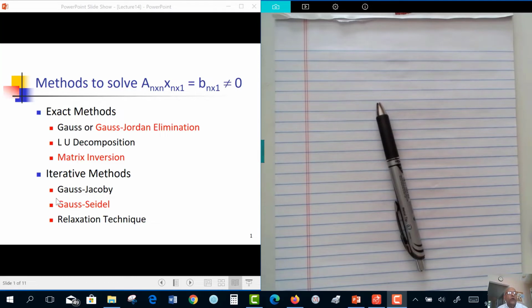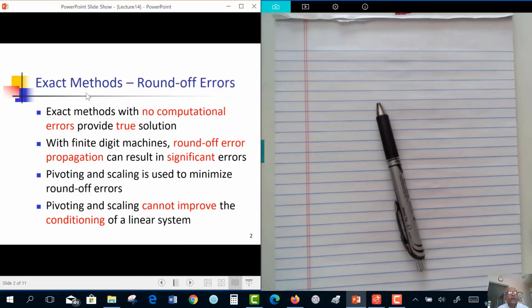Our next category, we are going to look at iterative methods. There are many iterative methods. We are going to particularly focus on the Gauss-Seidel method. So we just covered exact methods, but when we implement them on a computer, we know that a computer with floating point round off errors is an inexact machine. So if these exact methods were implemented with no computational errors, we would get a true solution. Of course, with finite digit machines, we have round off error and it can propagate, resulting in significant errors.